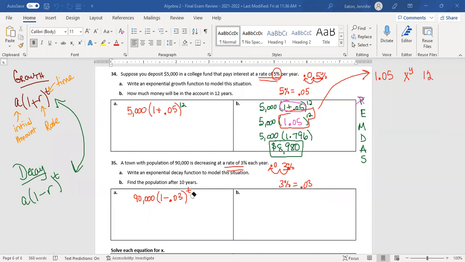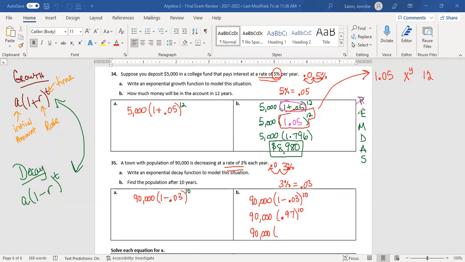But we are not going to do to the t. Part B wants to know specifically, what is it after 10 years? So we're going to take that 90,000 and we're going to say 1 minus 0.03 to the 10th power. We do, again, our PEMDAS, and we start with our P, which is our parentheses. So 1 minus 0.03 is 0.97, that's to the 10th power. Then we say 90,000 times 0.97 to the 10th power.